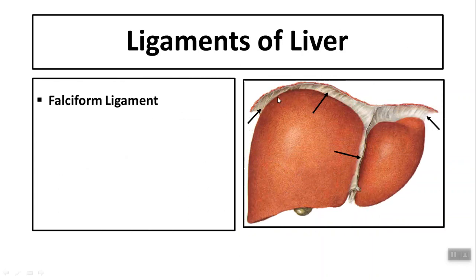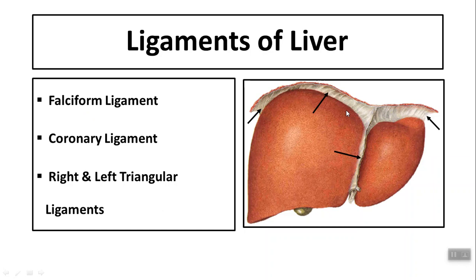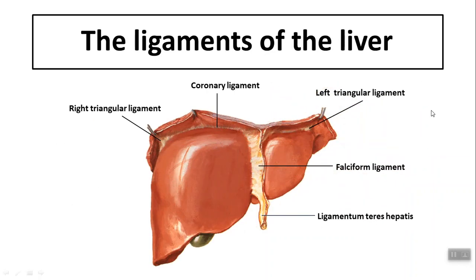From these ligaments also, the ligaments of the liver. The ligaments of the liver are also a double layer of peritoneum. At certain sites it will form a ligament that attaches the liver to the anterior abdominal wall, or to the diaphragm, or to the nearby structures. These are the falciform ligament, the coronary ligament, and the right and left triangular ligaments.